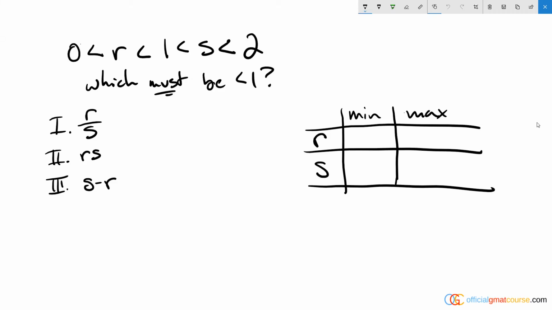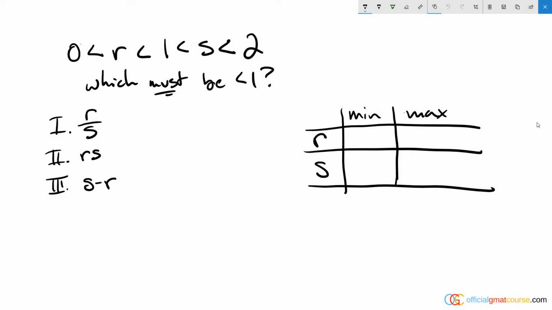Okay, so which of the following must be less than 1? The "must" is important here because it dictates how I'm going to approach this strategy. I'm going to see if I can make these greater than 1. If I can't, then I accept the fact that they must always be less than 1. So I'm playing devil's advocate, and that's a really powerful way to evaluate min-max problems and a lot of questions on the GMAT in general.